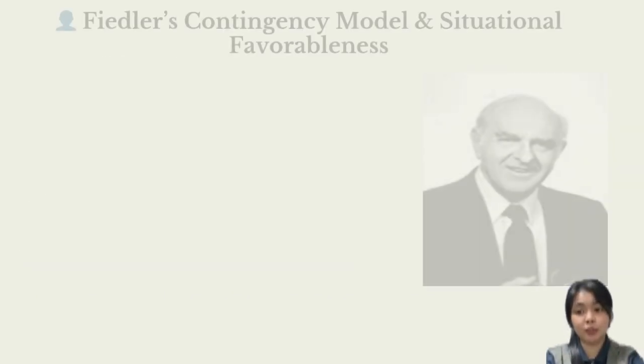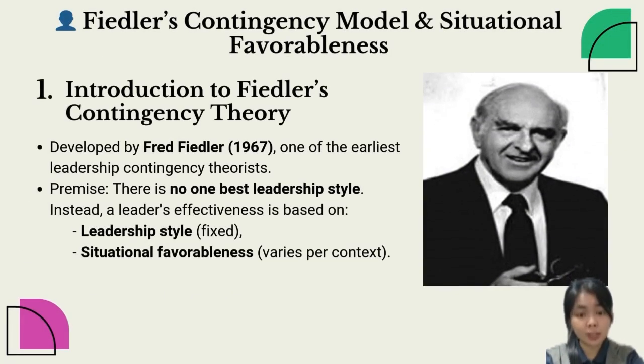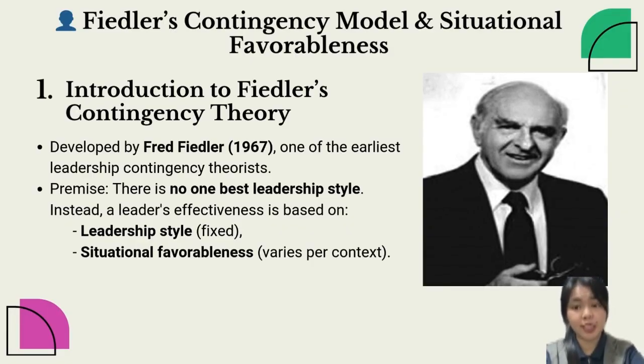Fiedler's contingency model. One of the first and most influential contingency theories, Fiedler's model suggests that a leader's effectiveness is contingent on the match between their leadership style and the favorability of the situation. Fiedler identified two leadership styles: the task-oriented and relationship-oriented. According to the model, task-oriented leaders perform better in situations where control is either very high or very low, while relationship-oriented leaders thrive in situations where control is moderate.